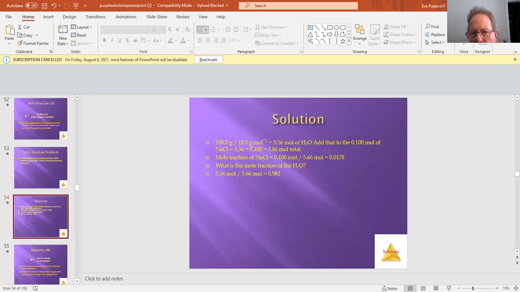So the first step, I'm going to divide the 100 by 18.02. This gives me 5.56. I add that to the 0.100 moles of NaCl. This gives me 0.566 moles total. The mole fraction then is going to be 0.100 divided by the total number of moles. The mole fraction is 0.0178. If I wanted the mole fraction of the water, I would take the 5.56 moles of water, divide that by the total, and that number comes out to be 0.982.